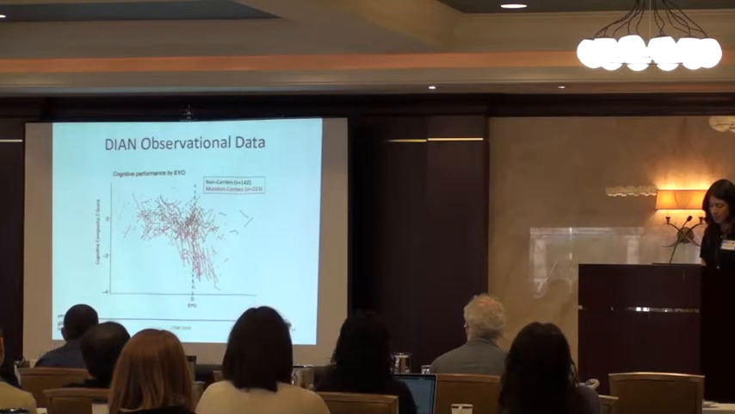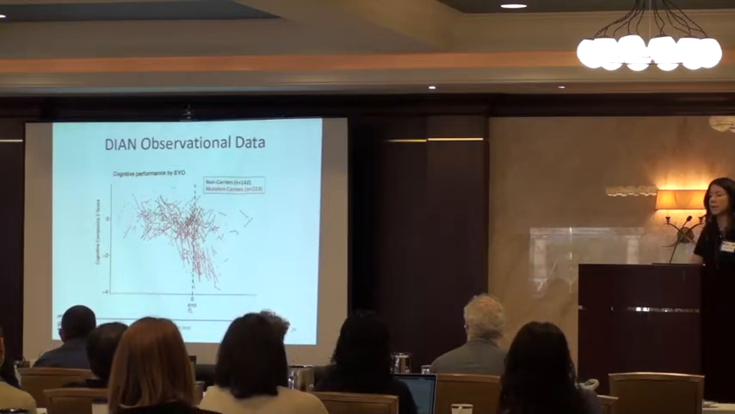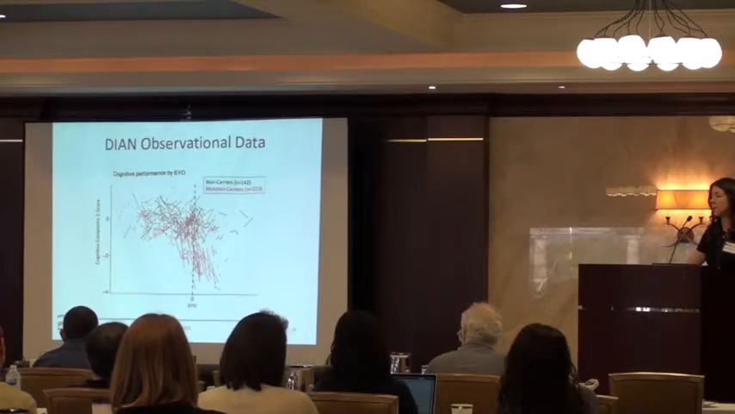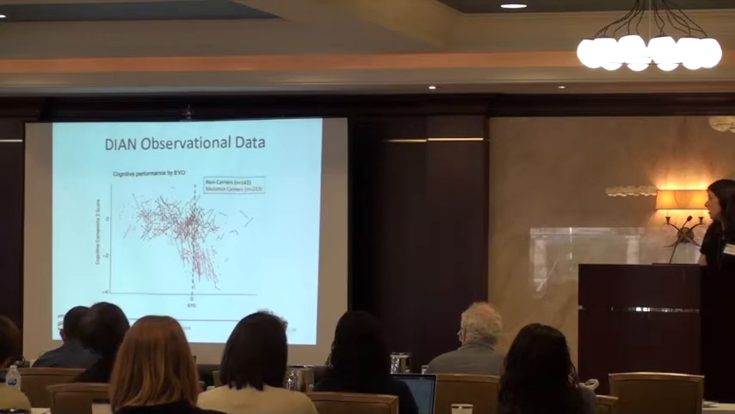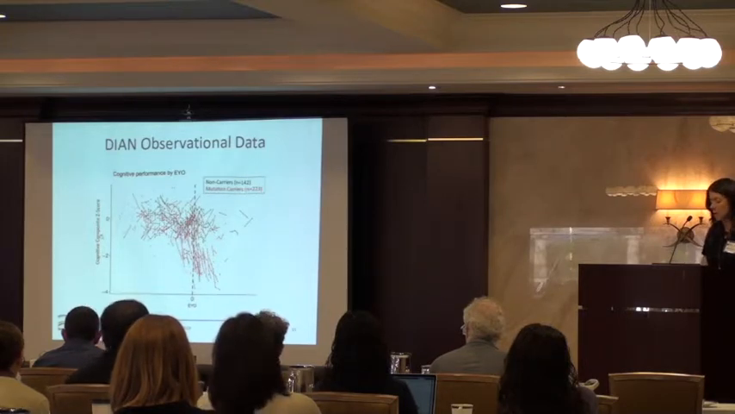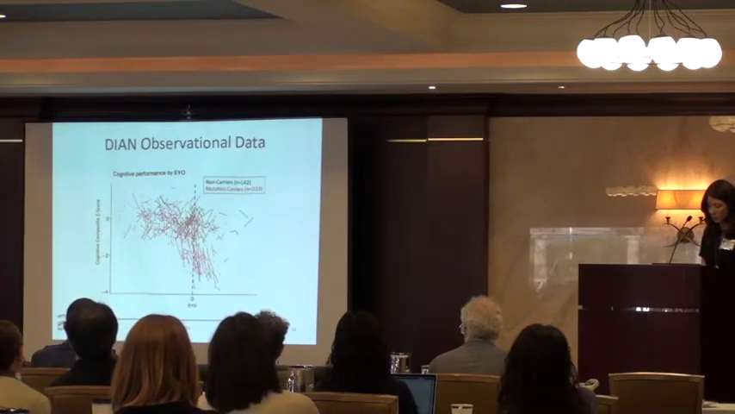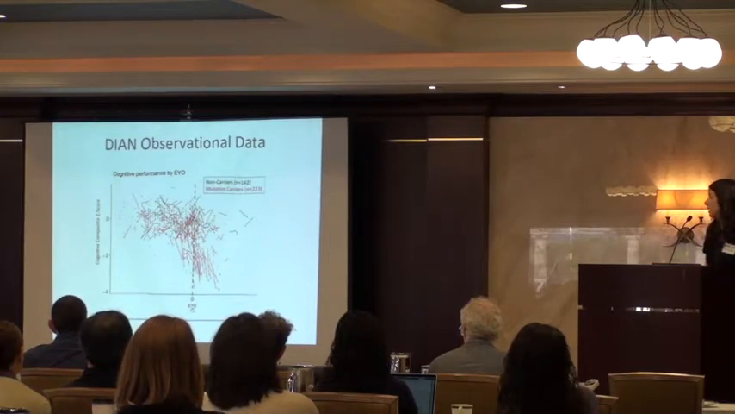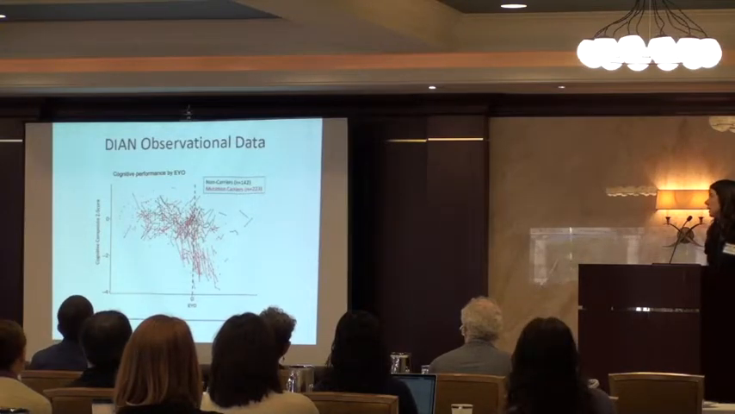So you can see on the x-axis, this is expected years to onset, and this is based on when the parent of this individual had onset, and also based on their specific mutation. And on the y-axis, this is cognitive decline, based on a cognitive composite score. And so you see this waterfall effect of pretty rapid decline around an expected year of onset of 0 for the mutation carriers. So the question is, how quick is that decline?